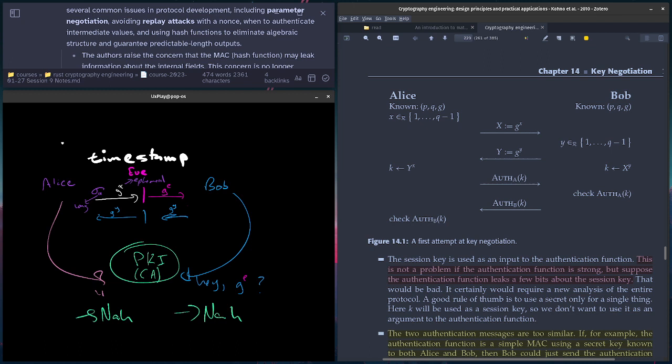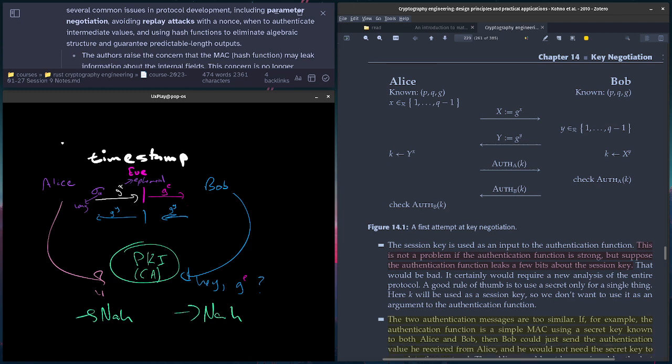Yeah. So going back to the book, Alice sends her public key. Bob responds with his public key. And this is sort of perfectly naive Diffie-Hellman key exchange. Alice authenticates that she has a key, and Bob authenticates that he has a key.